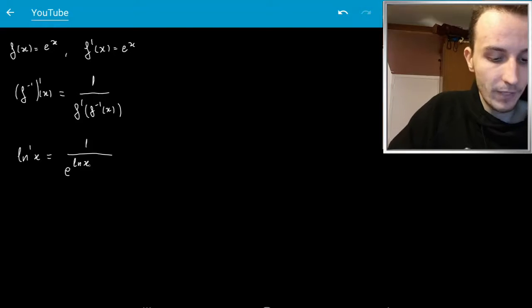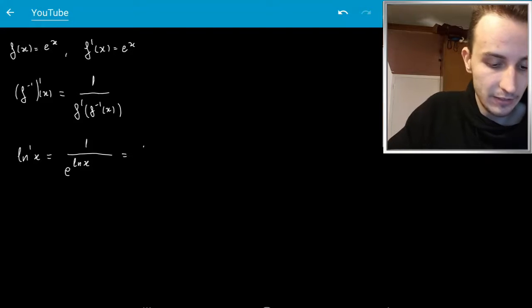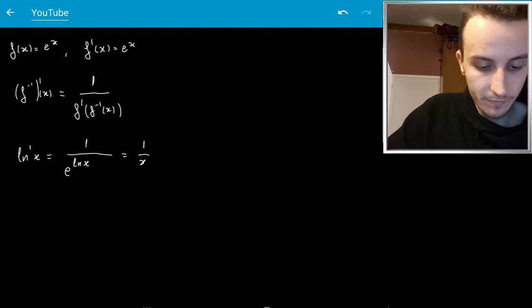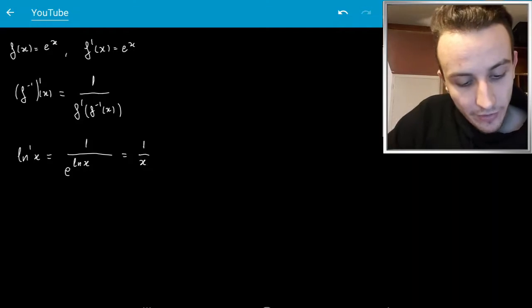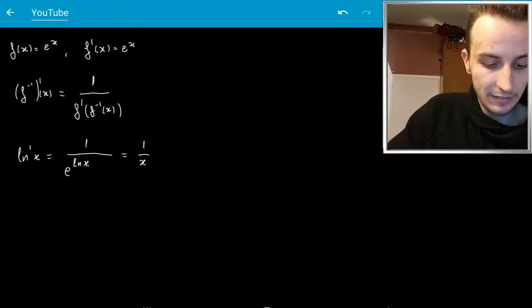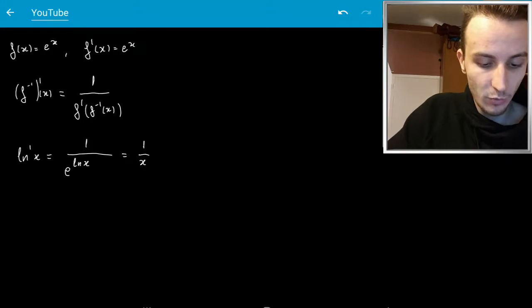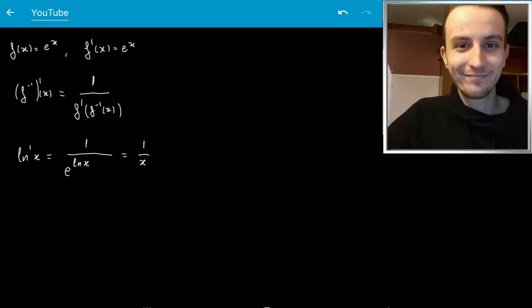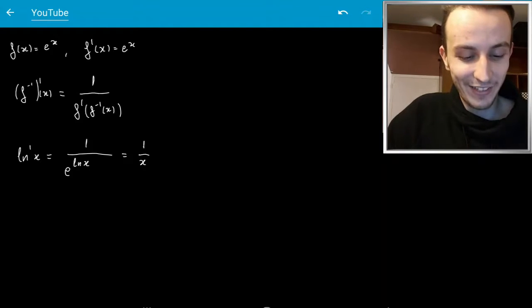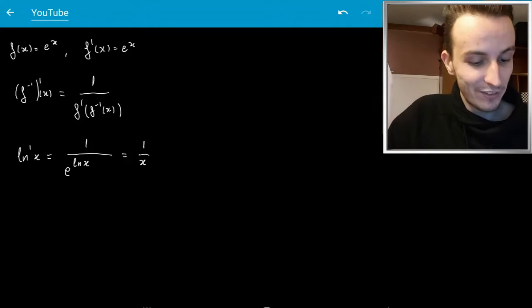over f prime, which is just e to the x, so e to the f inverse of x, which is ln x, which is just 1 over x. Very nice, very cool. So it works.